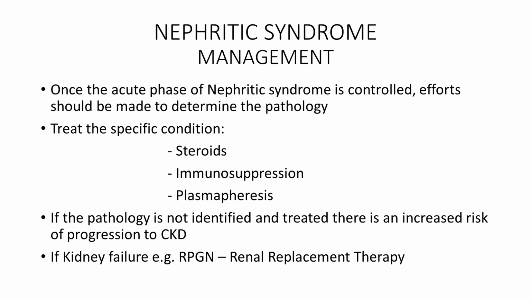Then once the acute phase of nephritic syndrome is controlled, efforts should be made to determine the pathology, for example renal biopsy, and then treat specific conditions with steroids, immunosuppression, and plasmapheresis. If pathology is not identified and treated, there is increased risk of progression to chronic kidney disease. And if kidney failure, RPGN for example, patient will be needing renal replacement therapy.